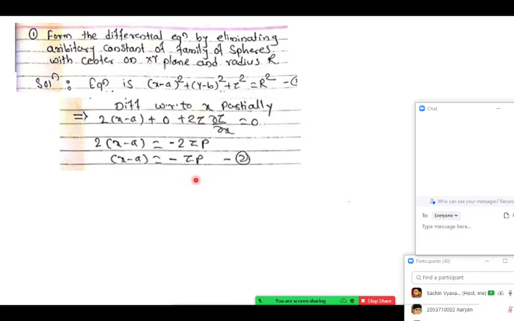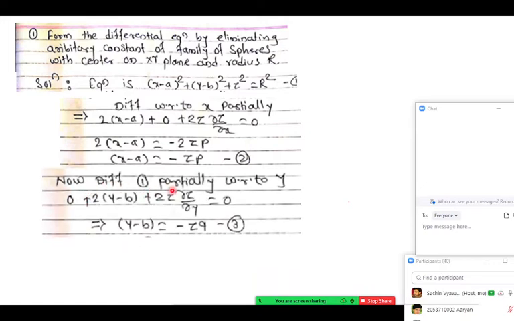Correct, very good. Similarly, differentiating partially with y. Now we are differentiating partially with y this equation 1 only. The derivative of the first term is 0. The derivative of the second term is 2 times y minus b, and of the third is 2z dou z by dou y, and that we get this value. Now the last step is left. Our aim is to write one equation which is free from a and b. So how can you write it with the help of 1, 2, 3?